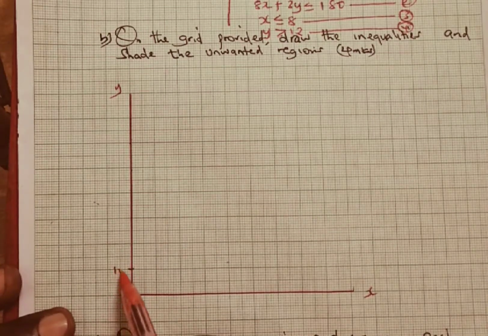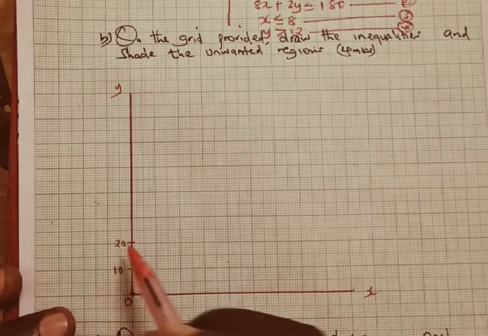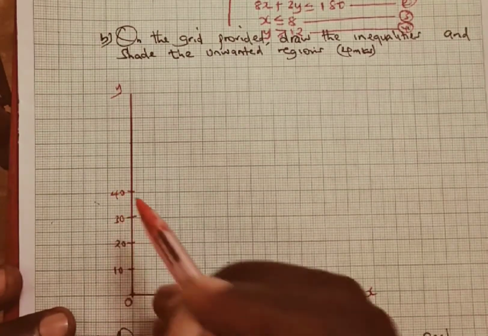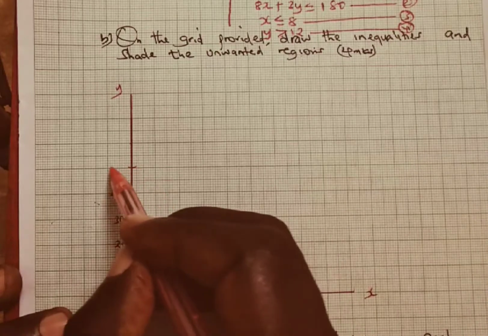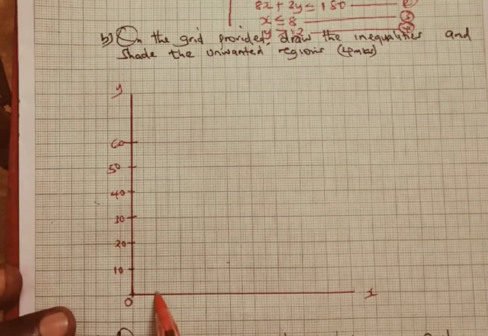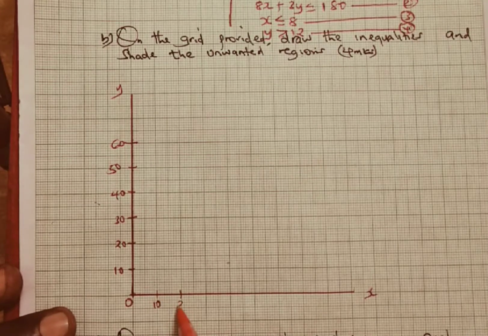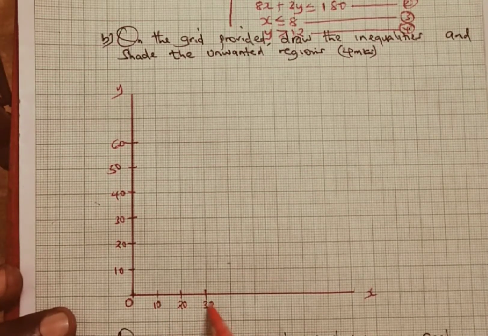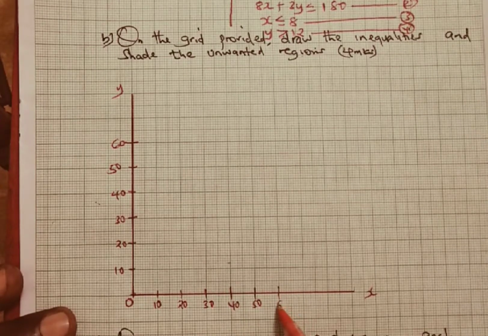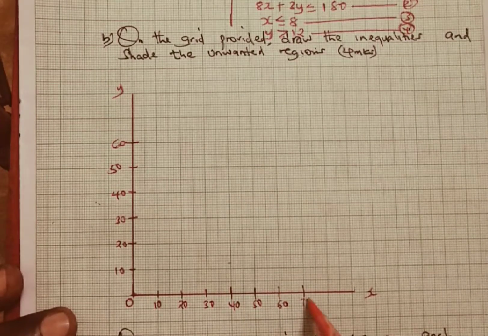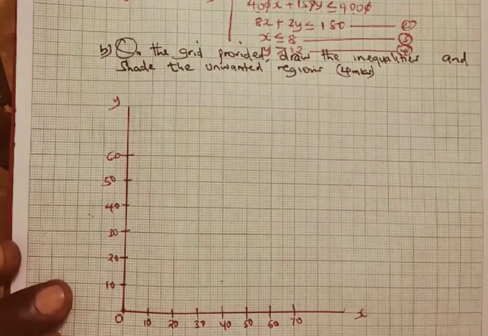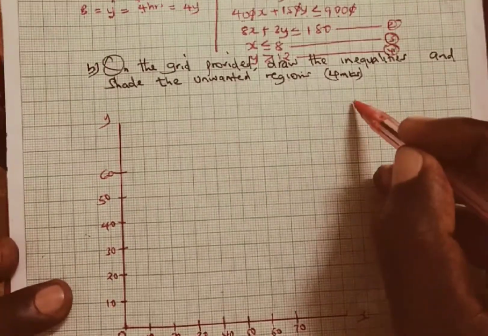Let us assume this one is 10, 20, we have 30, we have 40, we have 50, then we have, of course, 60. This one is equally 10, 20, 30, 40, 50, 60. Let us say this one is 70 because the graph is never exact. Now we can begin with the first one.